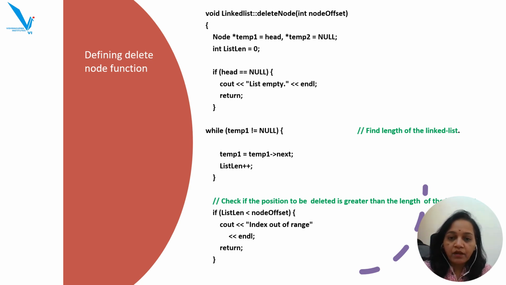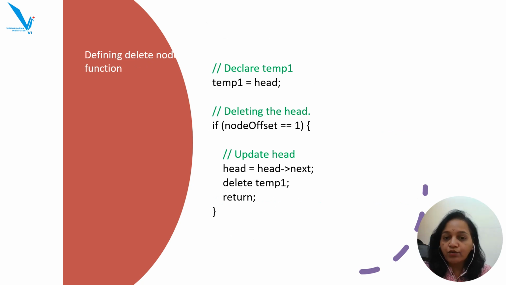Okay. Now suppose your position is in between, right? And you have to delete a node. So your position is inside the length of the list, in the range. So what you have to do? temp1 is equal to head. Very first thing, your temp1 should point to your head. After that you have to check the position. So if nodeOffset is equal to 1, what does it mean? The position at which you want to delete a node is 1. That means the very first node you have to delete.